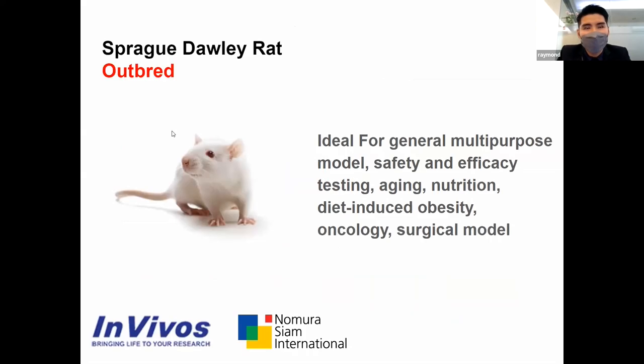Okay, let's look into rats. What are the different types of rats that researchers use? The first one, a very famous one, is the Sprague-Dawley rat. This is an outbred rat, which is ideal as a general multi-purpose model. I would say it's one of the very, very common models that I see in a lot of works. People use it to study safety, to study efficacy, and some use it for diet-induced obesity. If you give them a high-fat diet, they are very responsive to it.